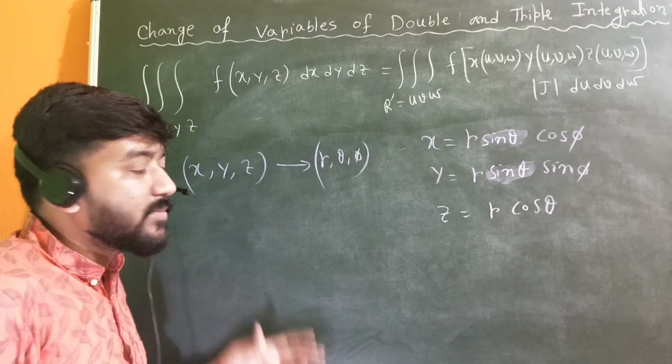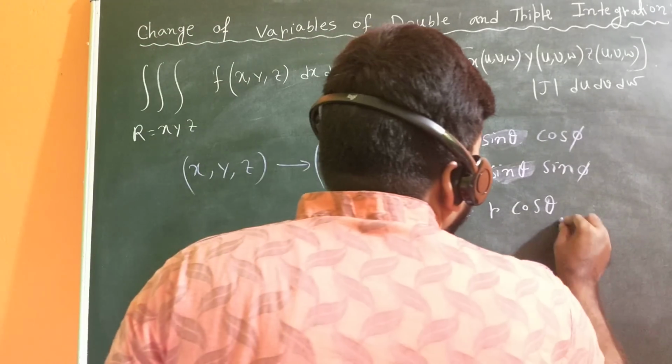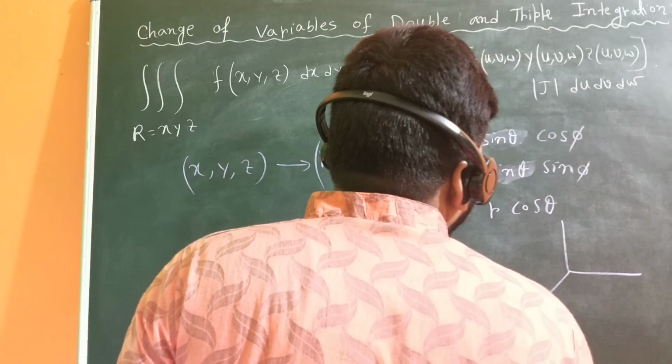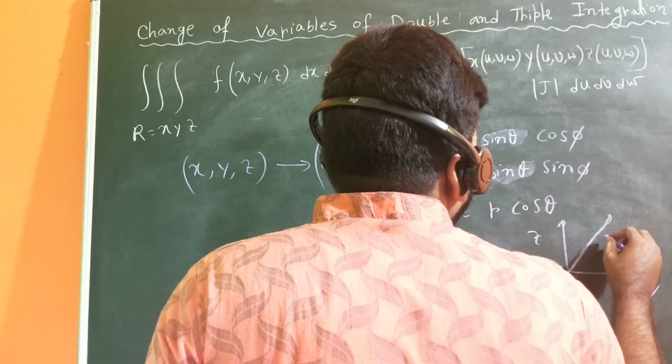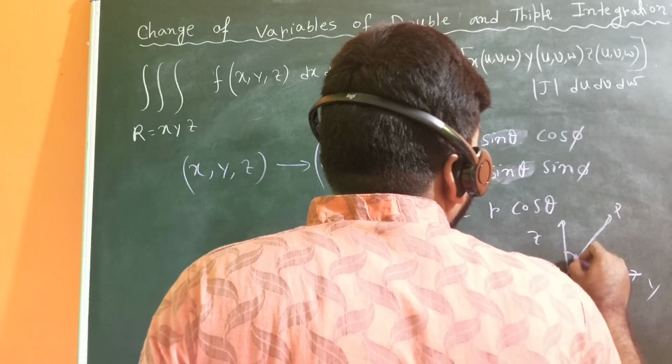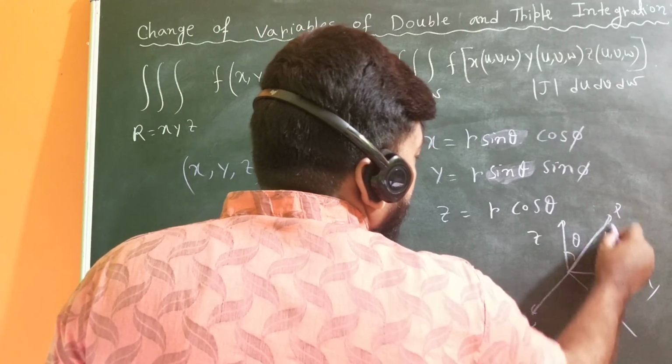y is equal to r sin theta sin phi, z is equal to r cos theta. And if you want to know what is the r theta phi, then I can tell you easily that if this is x, this is y, this is z, then this is actually the point P, and this is the theta, this is r. Okay, so obviously if you take the projection here, you can understand easily.